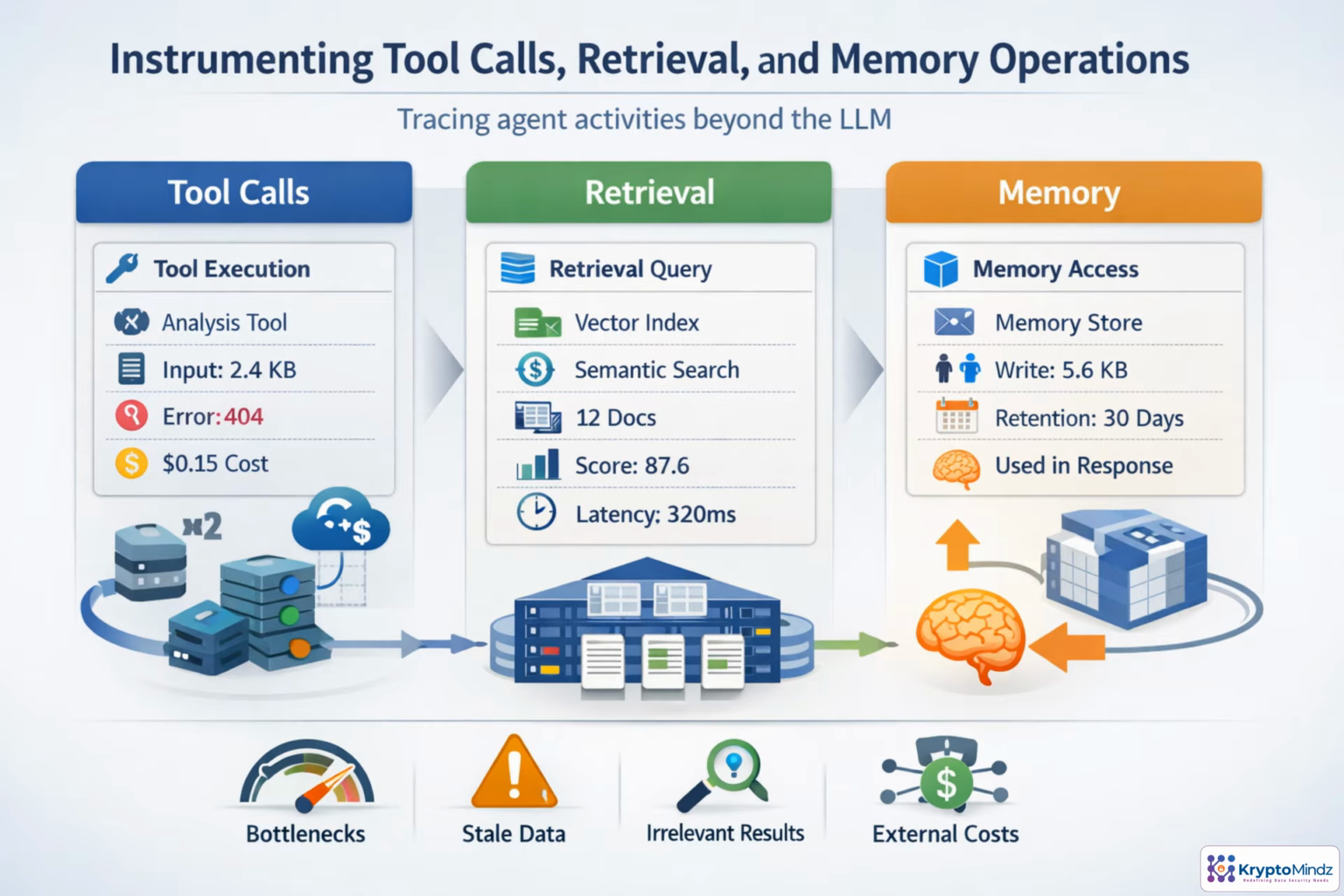When an agent fails, the issue is often not the model call itself. It is the work around it. Treat every tool execution, retrieval query, and memory operation as its own trace span. For tools, capture the name, input size, duration, status, retries, error codes, and any external cost. For retrieval, record the index, query type, documents returned, ranking scores, embedding model, latency, and cost. For memory, log reads, writes, store, payload size, retention policy, and whether memory affected the answer. This makes hidden bottlenecks and poor context visible.